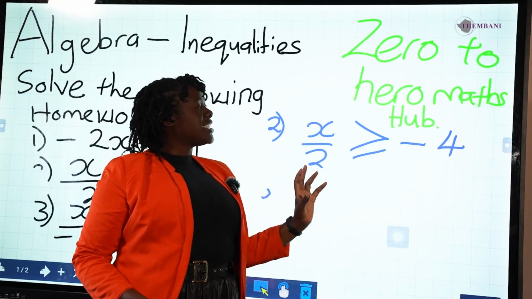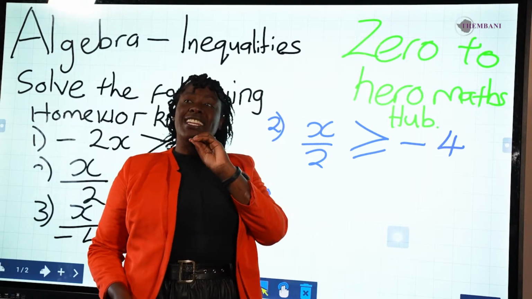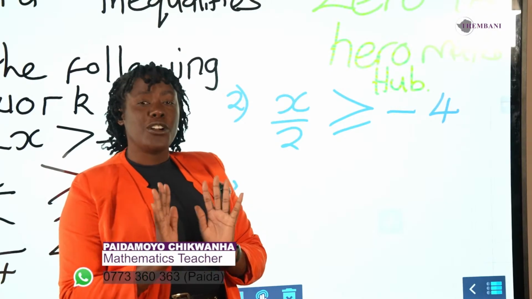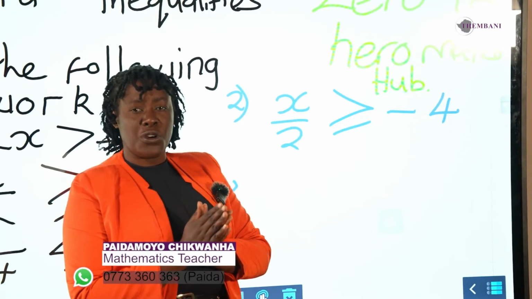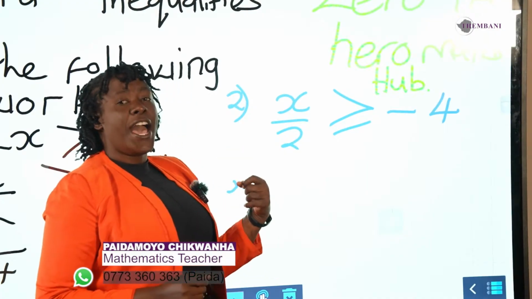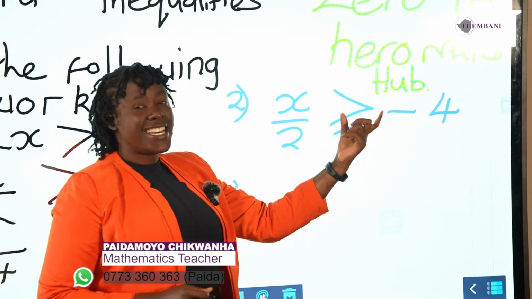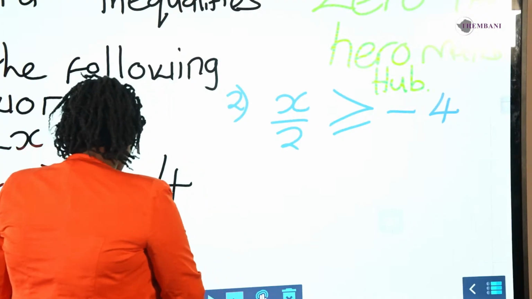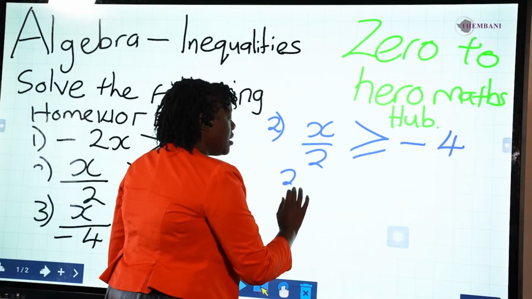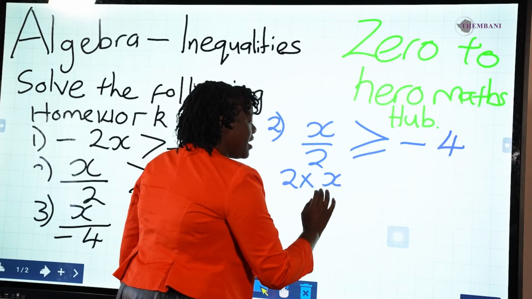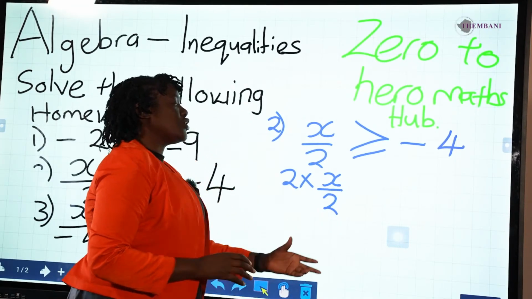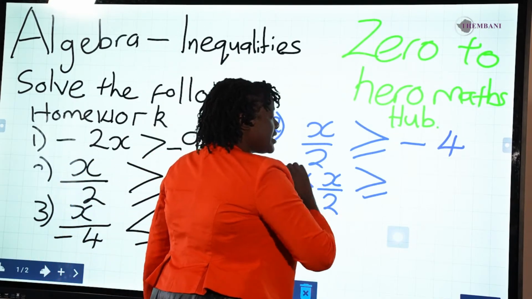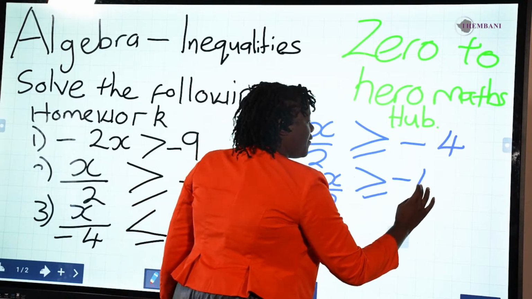Whenever you see an equation or an inequality where there is a fraction, remove the fractional component first before doing anything else. How do we remove the fractional component? In this case, we have to multiply the left side and the right side by 2. So we say 2 multiplied by x over 2. What we do to the left side is the same thing that we do to the right side. So it is greater than or equal to negative 4 multiplied by 2.